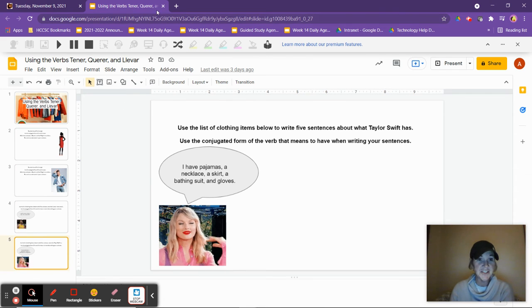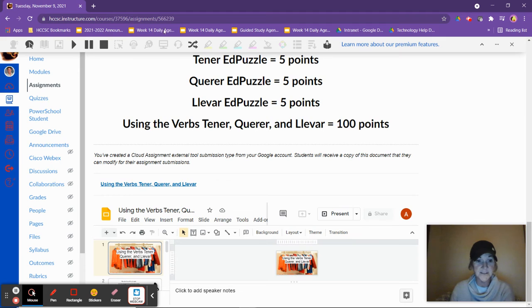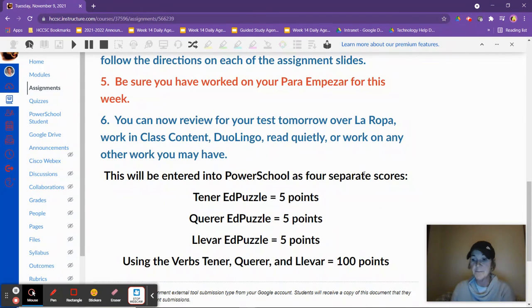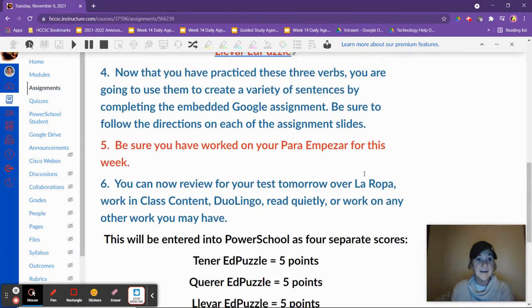All right, so once you finish that, you've done your 3 Edpuzzles, you've done the embedded Google slide, then you're finished for all the work you need to do in class today. These are going to go in as separate grades. So each Edpuzzle is worth 5 points, and then the Google slide that you need to complete is worth 100 points. So make sure you get that added on time. That is due tonight by 11:59, or it will be counted late.